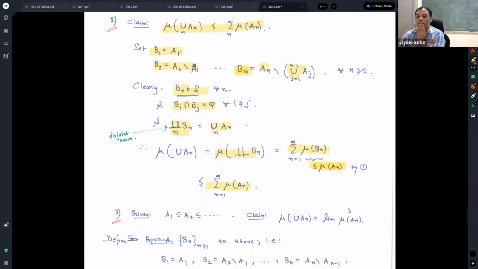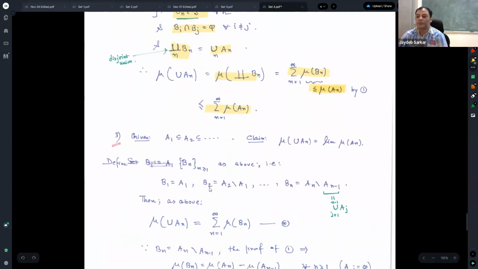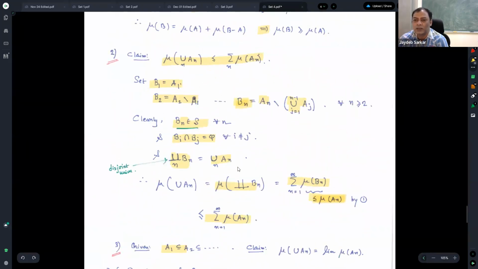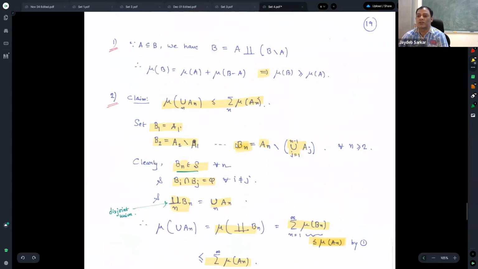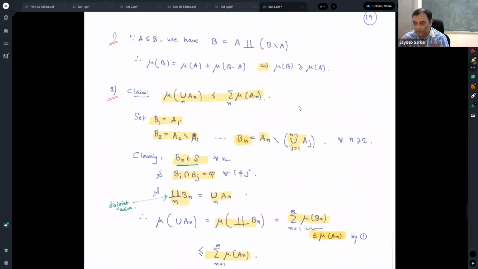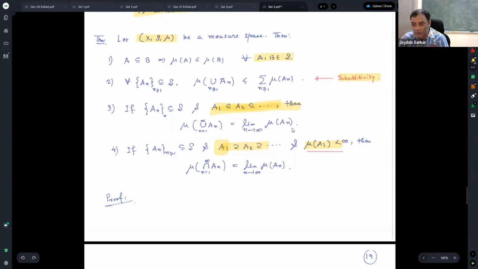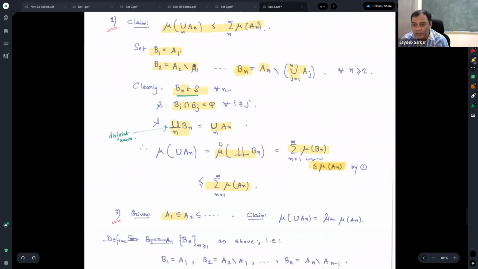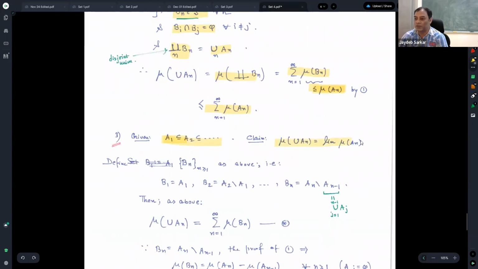Fantastic. And now the third claim. The third claim says, suppose you have a decreasing, I'm sorry, increasing sequence. What did we do here? Oh, this is just subadditivity. So this part 3 is, okay, if you have an increasing sequence, then this happens. So let's go here. It's increasing, then we have to prove this equals this.